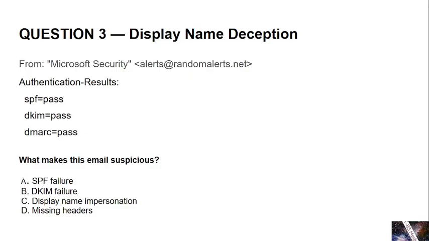Question 3. Display name deception. So here we are focusing on display name. Remember that we looked at the display name while we were looking at the samples. So here you see Microsoft, from Microsoft Security. That's what you will see at the top as the display name. But then compare the display name with the email address. Is it from the same domain? So you can see here, this one is alert@randommallets.net. Nothing Microsoft here.